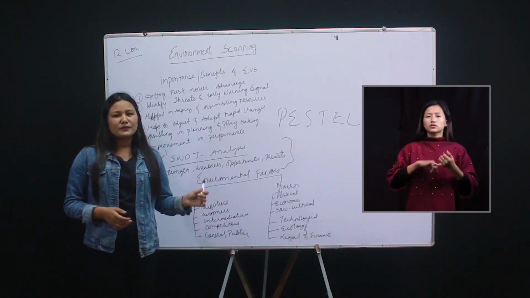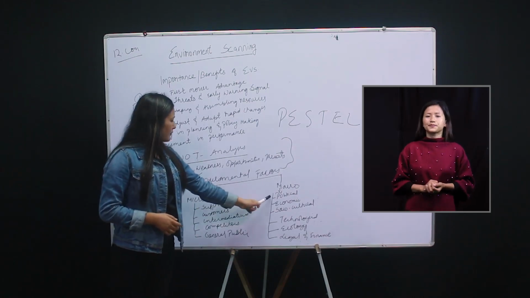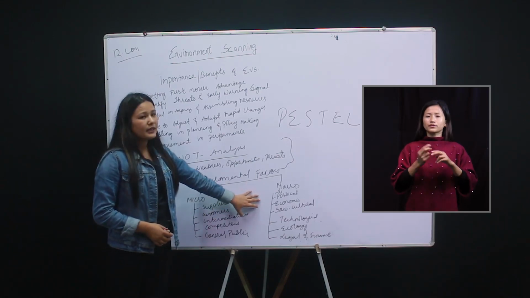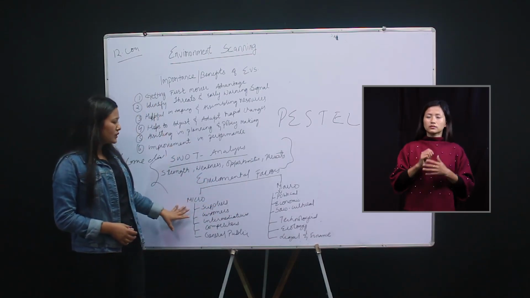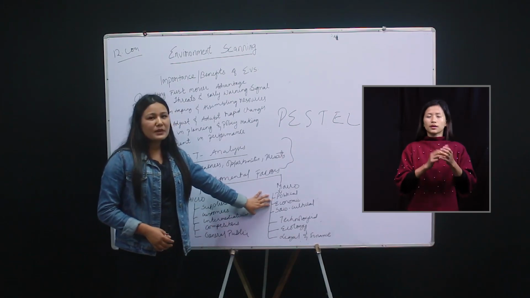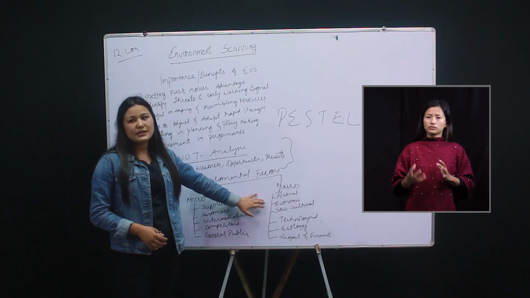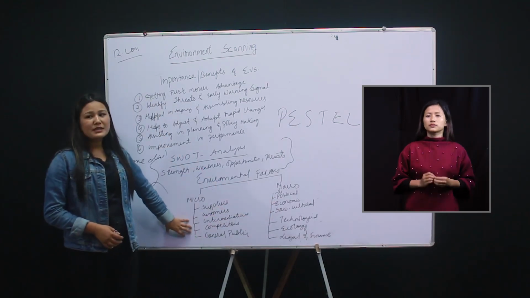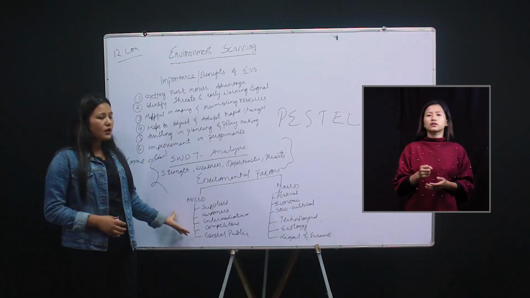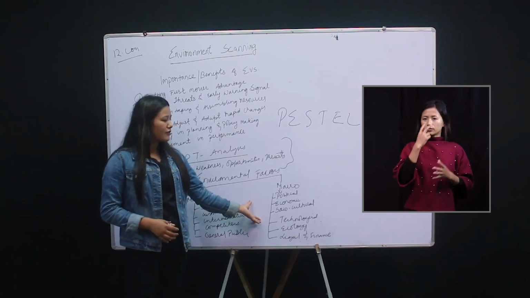So these are the macro environmental factors, and keep in mind that in this unit we give more focus to the macro environment, since it is external and beyond the control of the organization. The micro environment is internal and controllable within the organization, so we give less focus there and more focus on the macro environment factors.